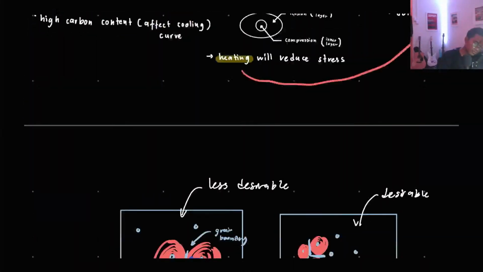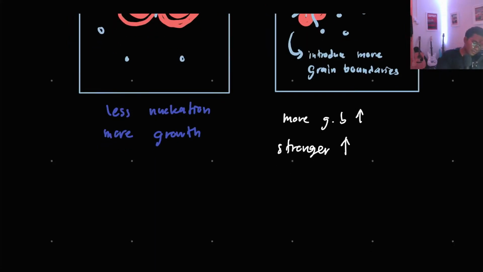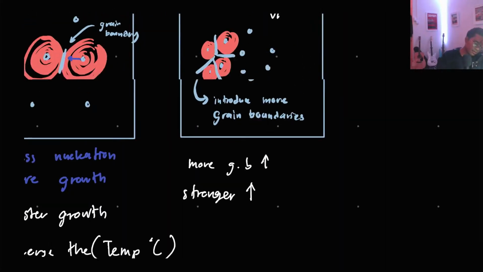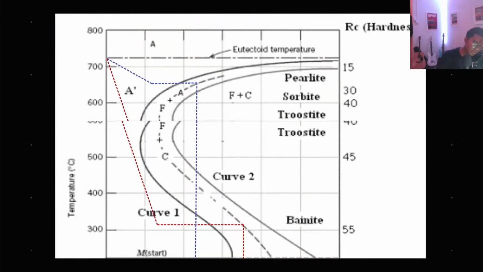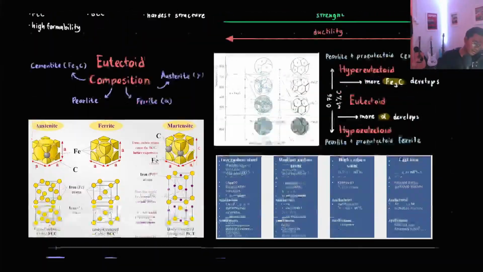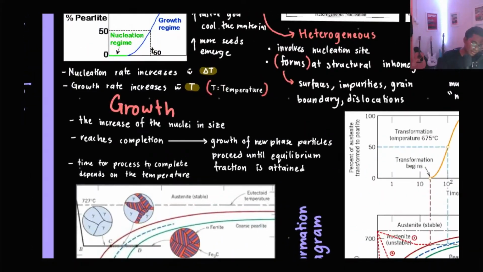So if you want to have a faster growth, you need to increase the temperature. Increase the temperature. Okay.